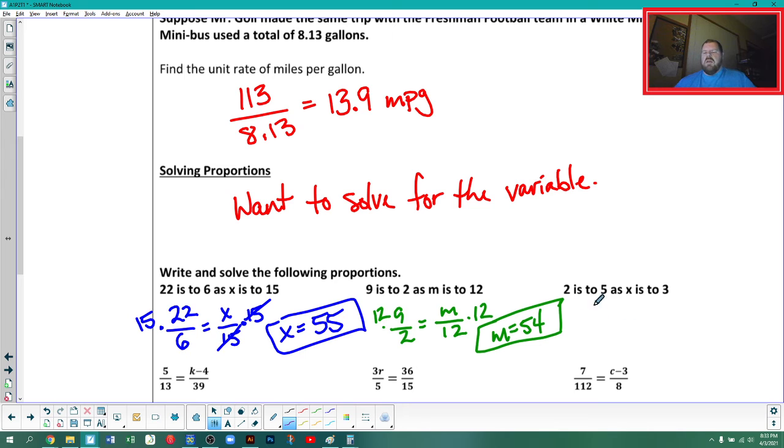And the last one of these, 2 is to 5 as x is to 3, or as what is to 3 is how an analogy would ask that. This one's probably not going to be too nice, just looking at it. 3 times 2 is 6, and 6 divided by 5 is actually going to give us x is equal to 1.2. 6/5 is 1 and 1/5, which is 1.2.